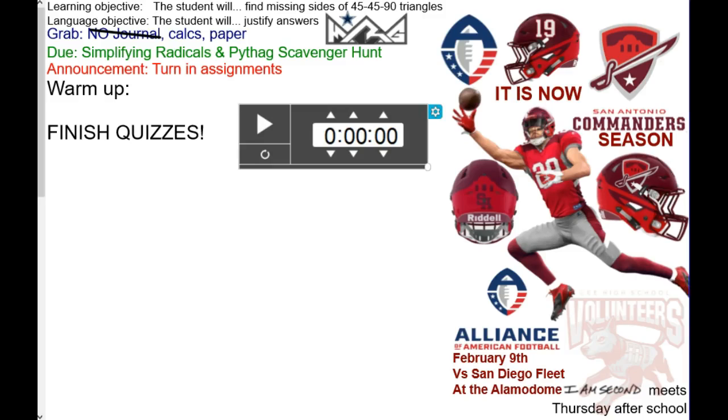Alright, so you should have finished your quizzes from yesterday, and now we are moving on to something that we call special right triangles. Special right triangles are special. There are some special rules for them that we're going to learn today so we can solve for missing side lengths. Follow along on the notes and you'll be able to do the assignment. It's usually how it works, right?